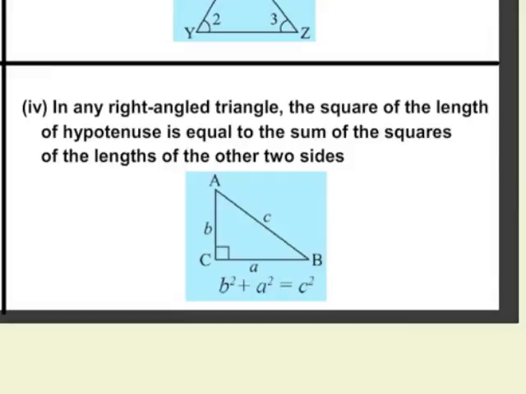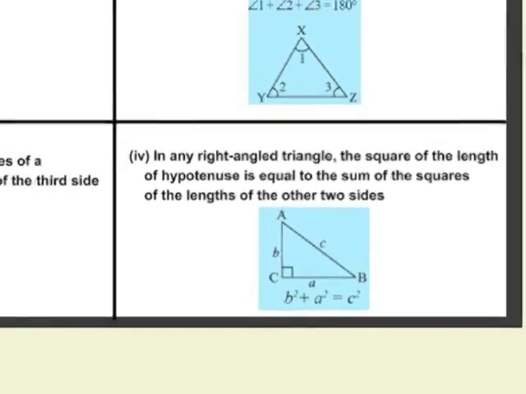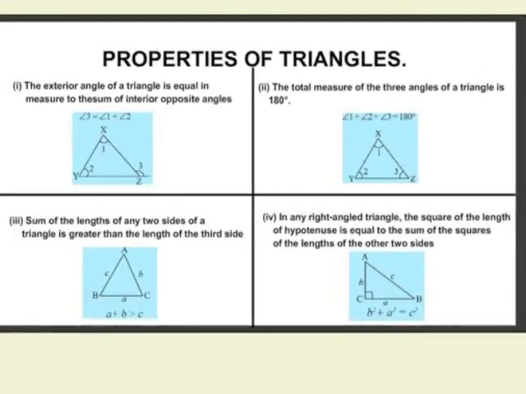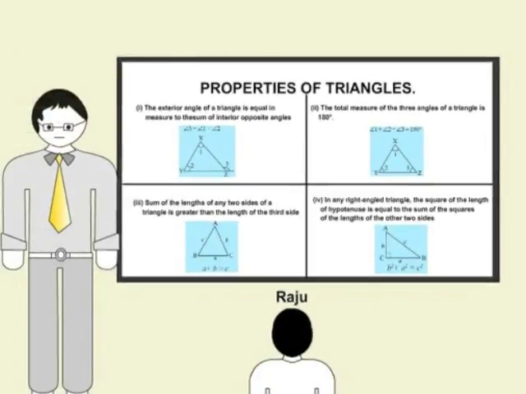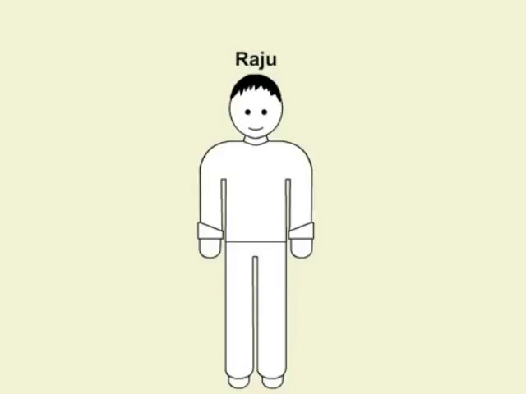In any right-angled triangle, the square of the length of the hypotenuse is equal to the sum of the squares of the lengths of the other two sides. Raju, did you understand? Yes, sir.